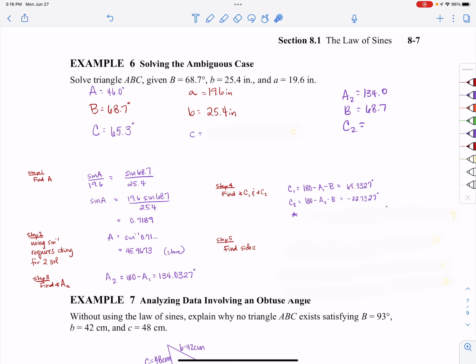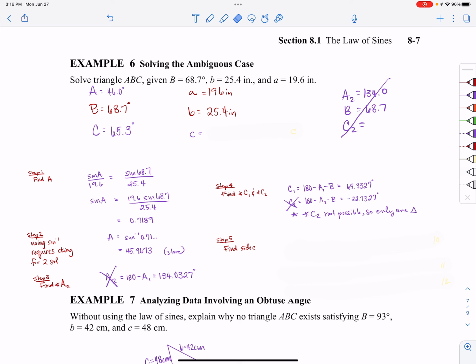Whoa, wait a second. I'm getting a negative angle. Well, there's no way in my triangle I can have a negative angle. So then what we find is that there is no second case. There is no angle A2. There is no angle C2. There is no second case here because I can't have a negative angle. So we've only got one triangle in this particular option.